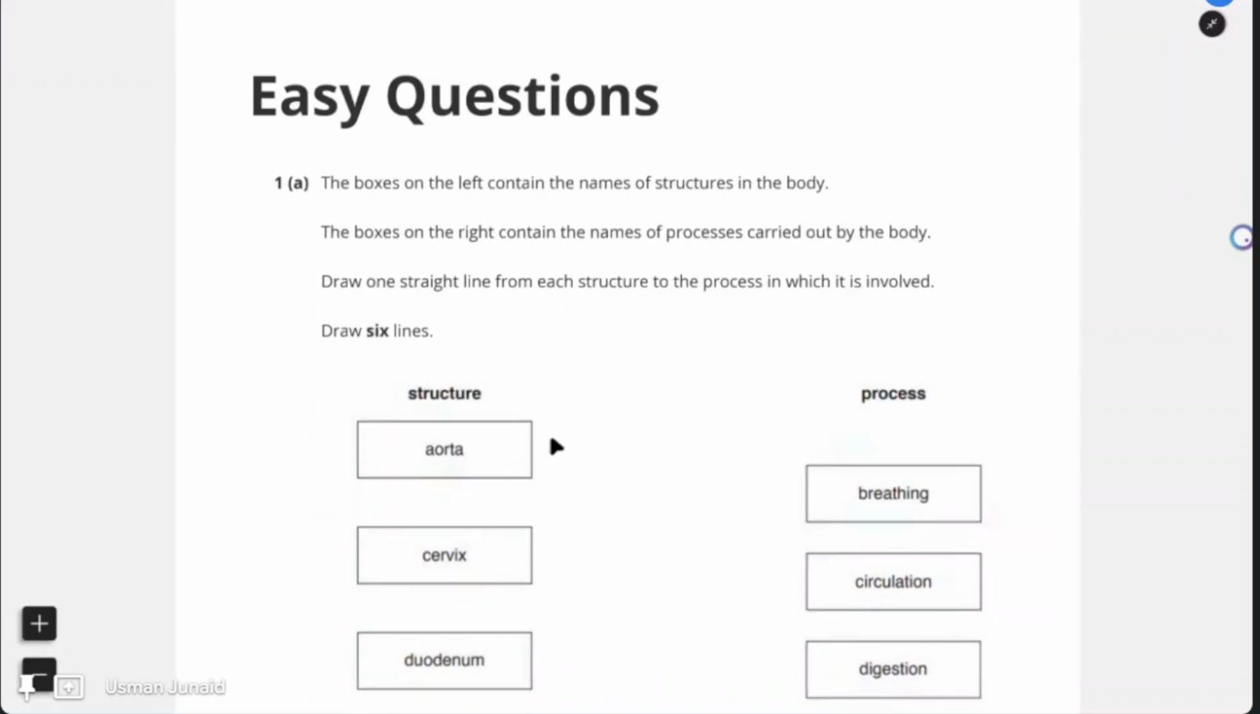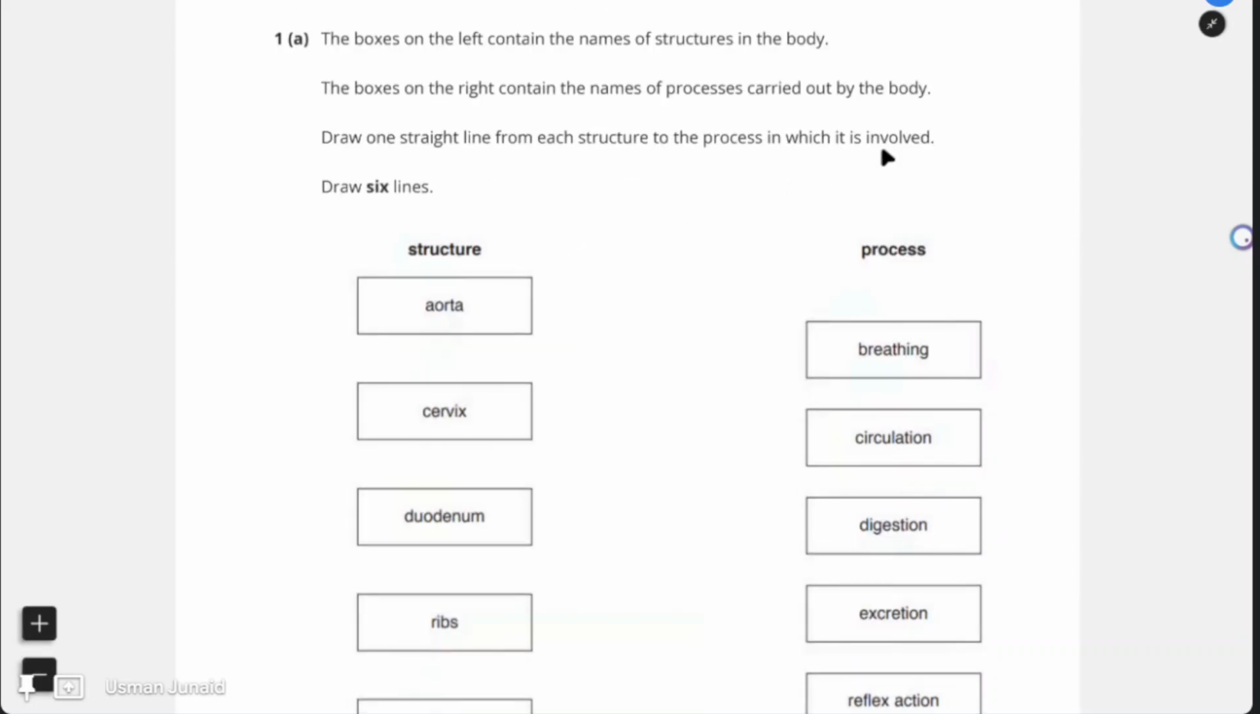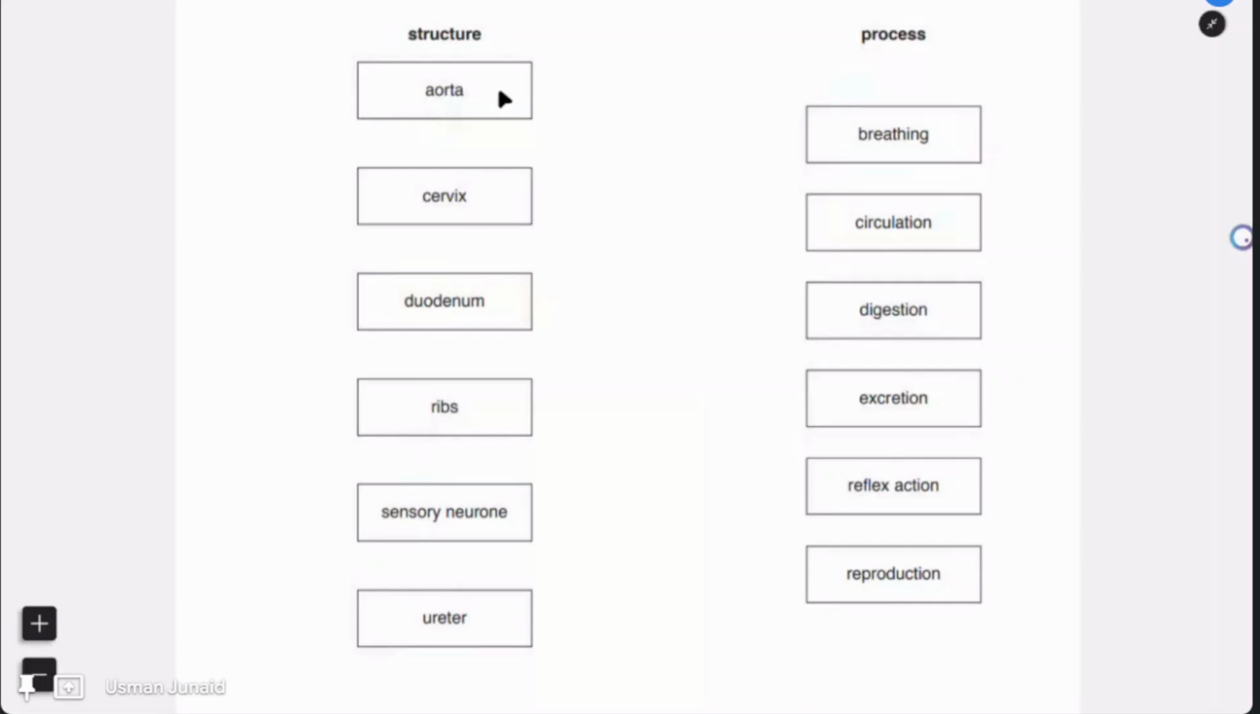Look at this question. The box on the left contains the names of structures in the body. The right contains processes carried out by the body. Draw one straight line from each structure to the process in which it is involved. So, aorta is used in which process? Do you know what the aorta is? The aorta is the largest blood vessel in your body. It is the vessel that carries the blood from the heart, away from the heart towards the body.